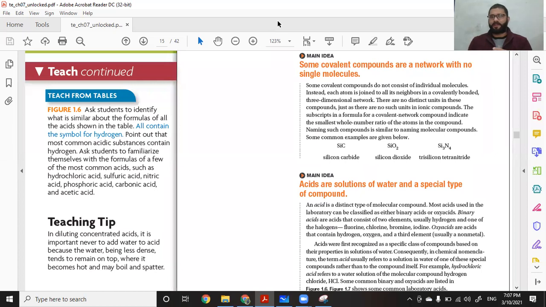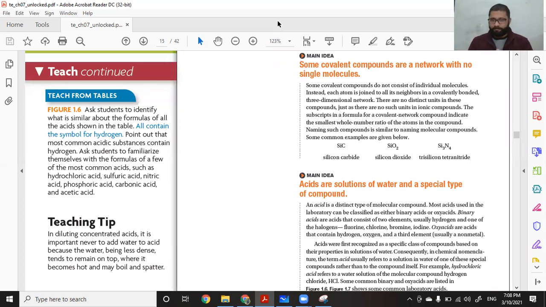Dear students, some covalent compounds do not consist of individual molecules. Instead, each atom is joined to all neighbors covalently bonded in a three-dimensional network. So there are no distinct units in these compounds, just as there are no such units in ionic compounds. As in the case of sodium chloride, I told you that the same NaCl repeats itself in three dimensions, making a crystal lattice. Same over here now.